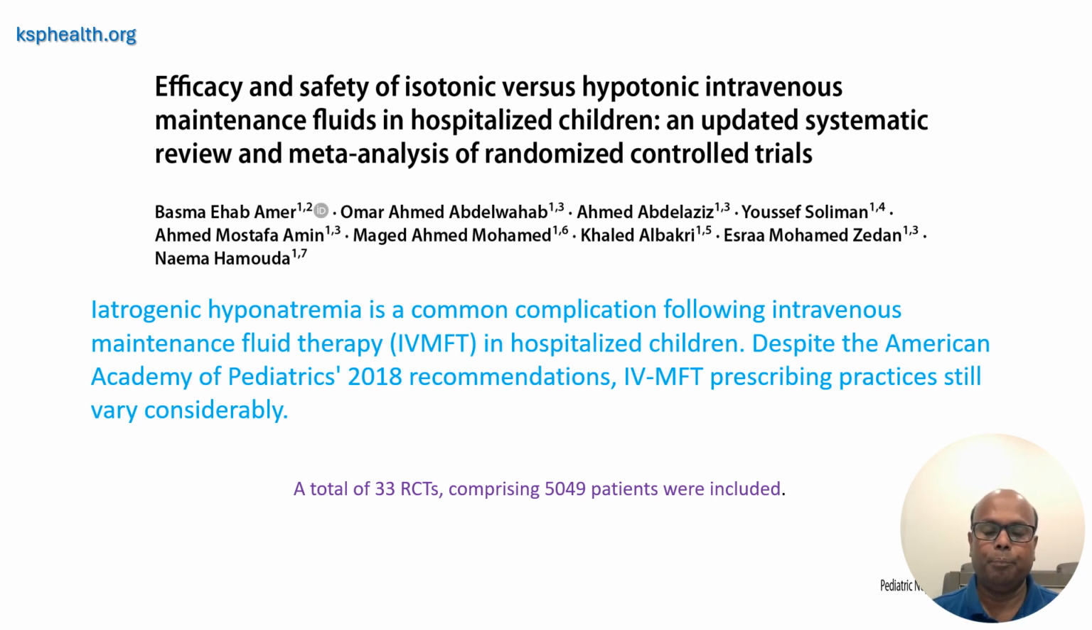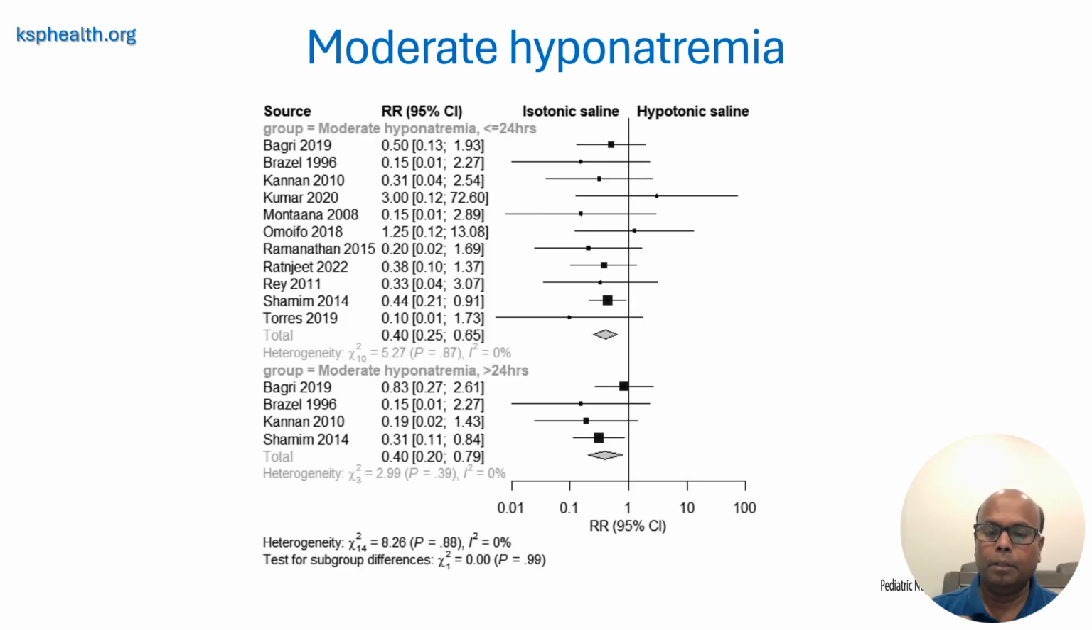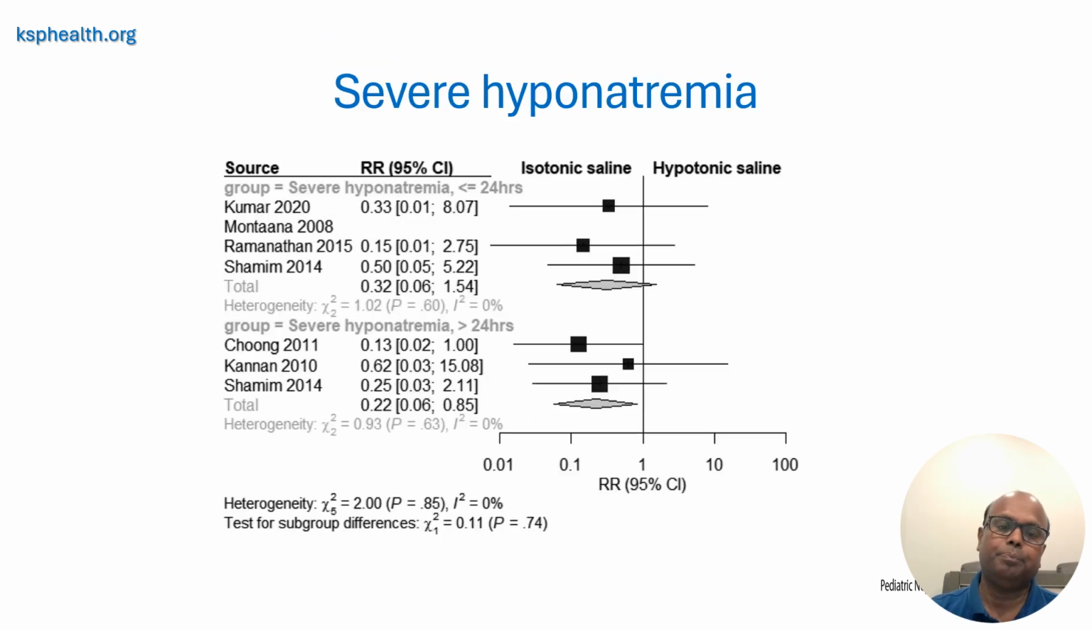There is a meta-analysis that comprised about 33 randomized controlled trials and 5,000 patients, comparing isotonic saline versus hypotonic fluids. As you can see, mild hyponatremia is prevented by giving isotonic fluids. Isotonic fluids prevent moderate hyponatremia. Isotonic fluids prevent severe hyponatremia. There is no role for hypotonic saline as a maintenance fluid and also during the post-operative state.